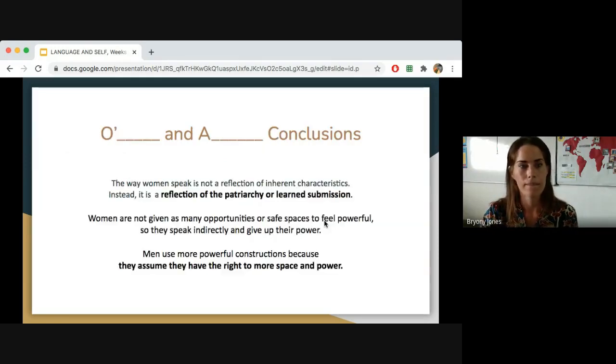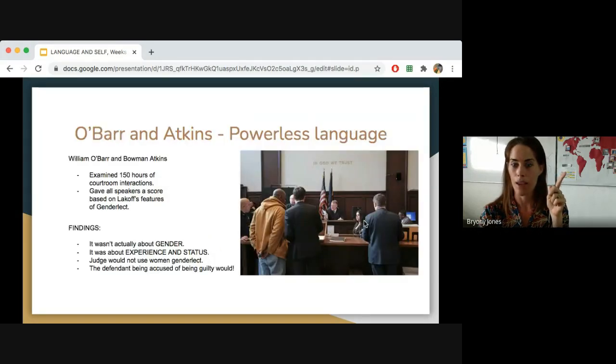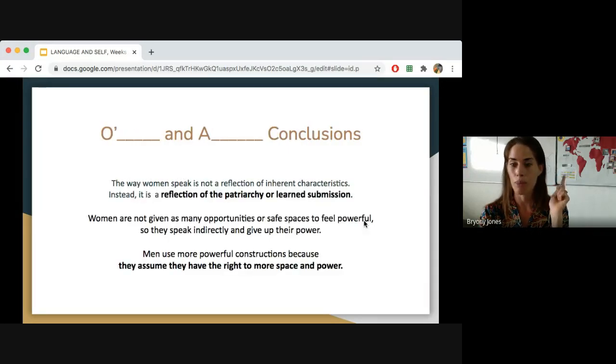Okay. I did this to see if you could remember what the theorist's name is. Do you remember? O'Barr and Atkins. Maybe you can think of bar like the bar exam for lawyers.